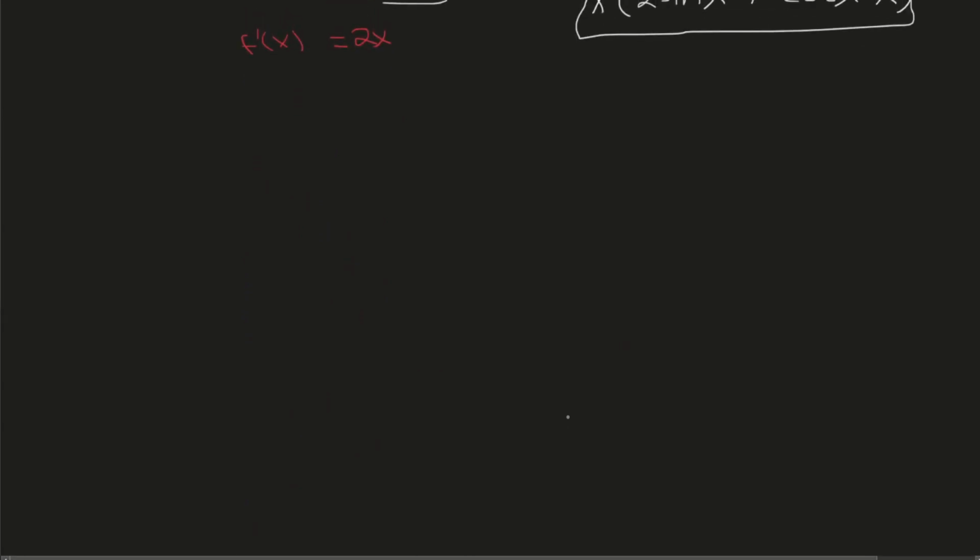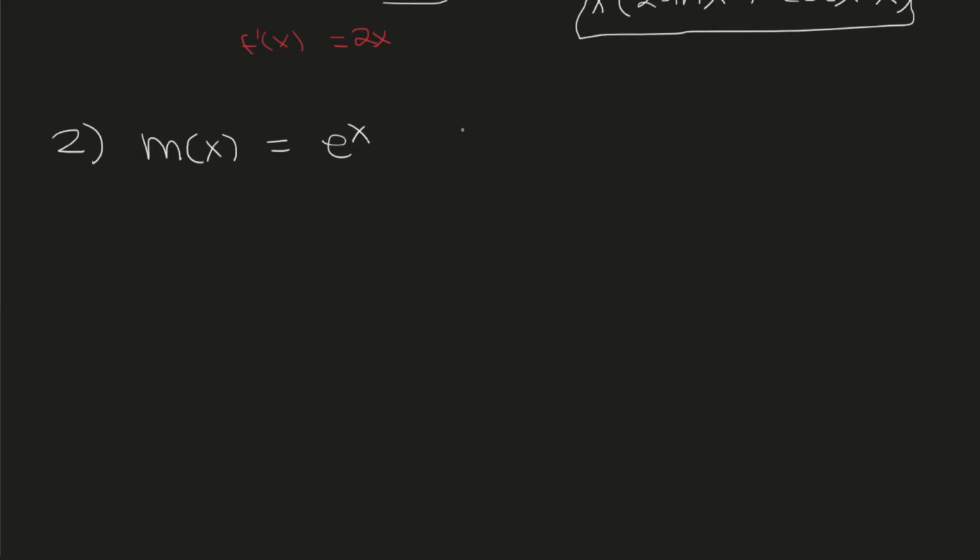Let's try another one. So let's have the function m of x, because why not? m of x equals e to the x times sine of x times 2x squared.